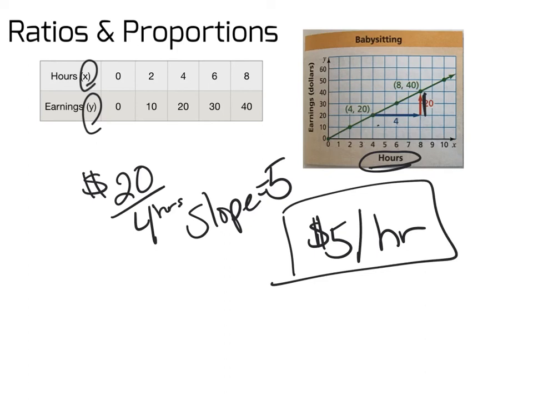If I were to go back and look at my table, I can see that in 2 hours, I earned $10. So if I earned $10 in 2 hours, then that would make sense that I would earn $5 per 1 hour. And that remains proportional throughout this table. I used the graph to solve it, and I found my slope to solve it. I can check my answer by just going back and looking at my table and my previous knowledge of ratios and proportions, and to determine if I did my slope correctly.